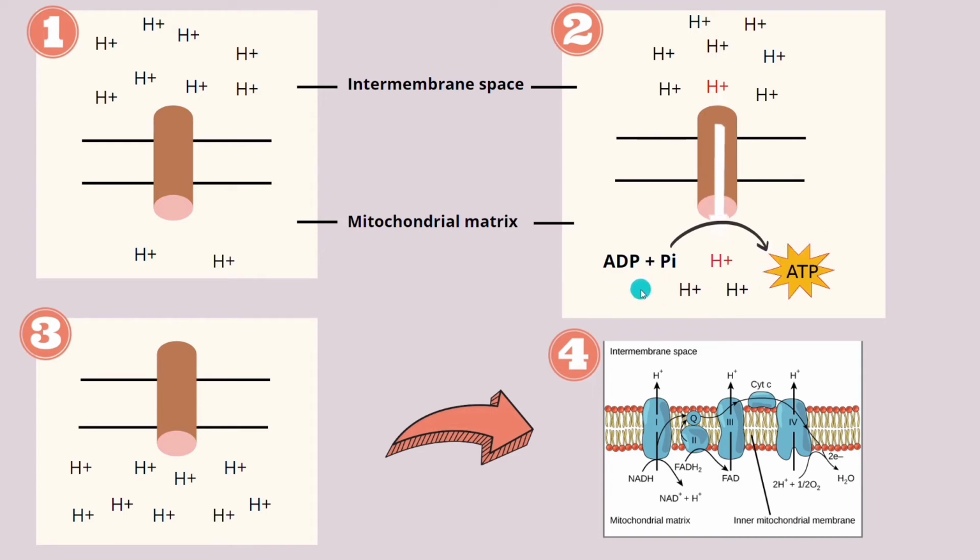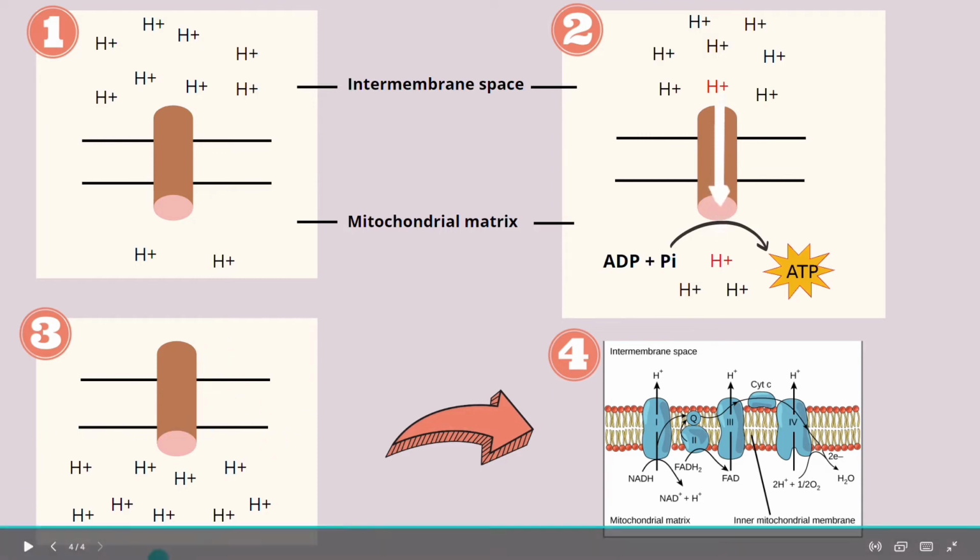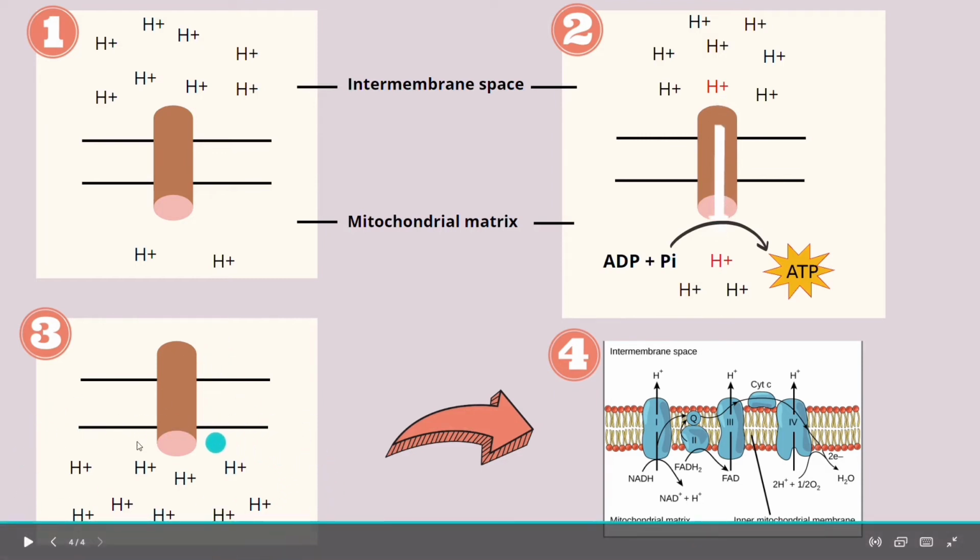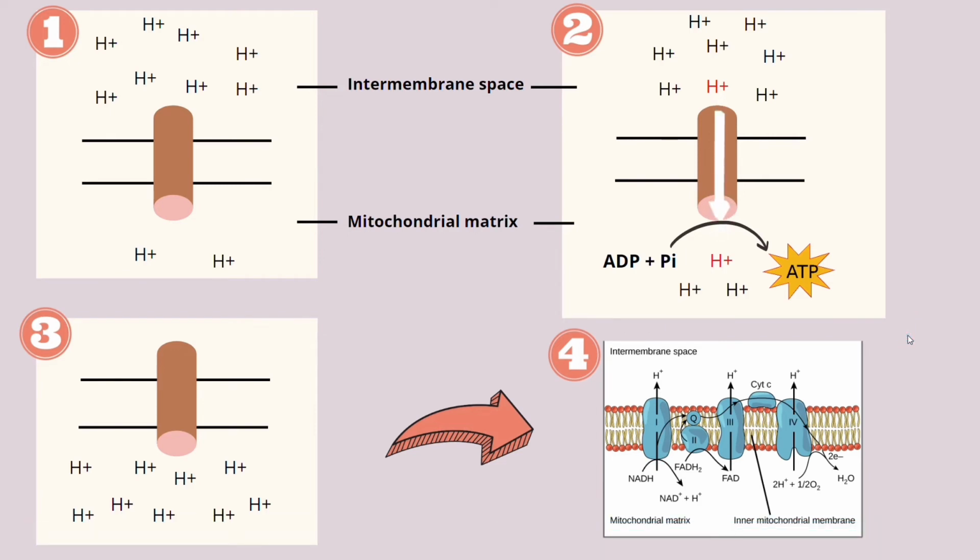As those protons come across the ATP synthase, they build back up in the mitochondrial matrix, which means there will be a high concentration of protons in the mitochondrial matrix compared to the intermembrane space. In this case, the electron transport chain will take place and the process is repeated as long as NADH and FADH2 are being shuttled from the Krebs cycle to the electron transport chain.